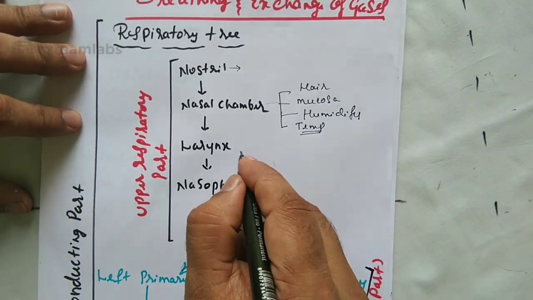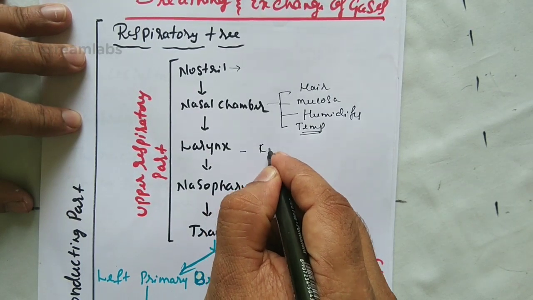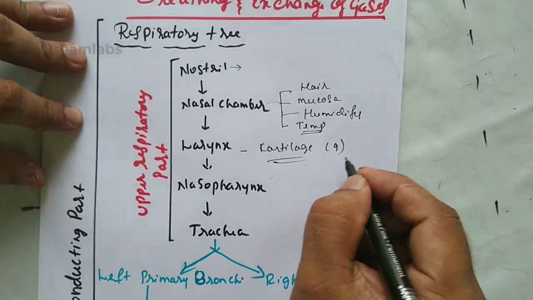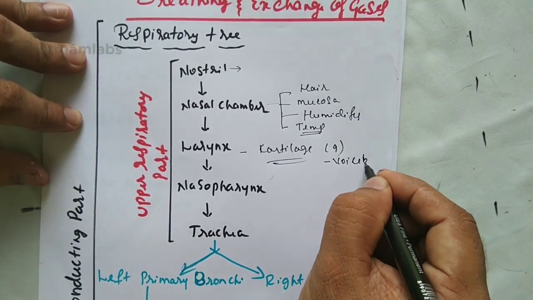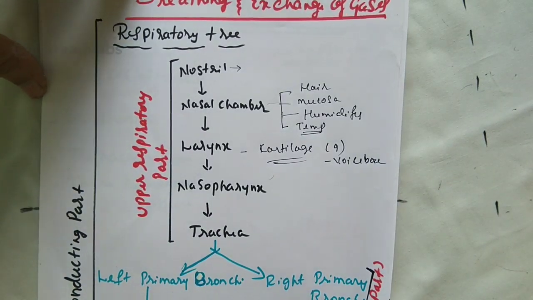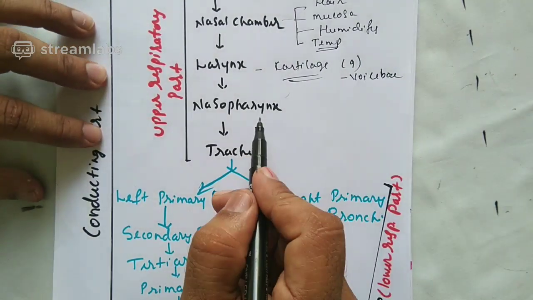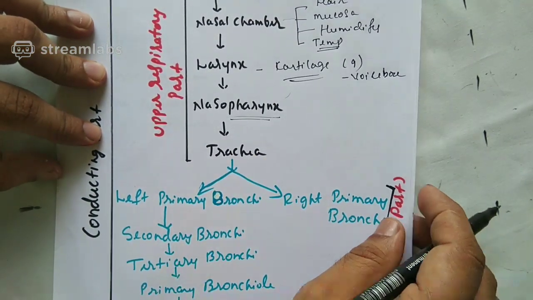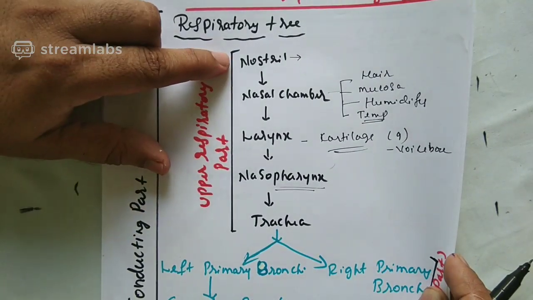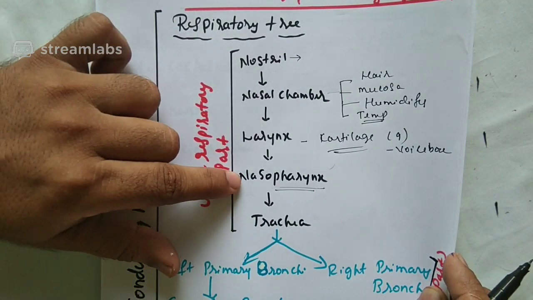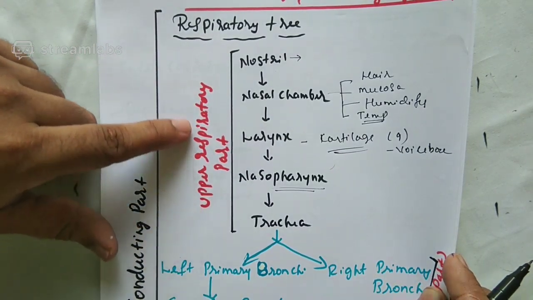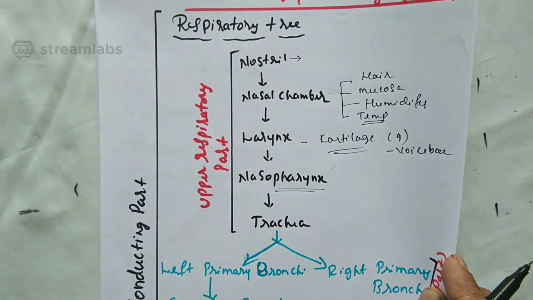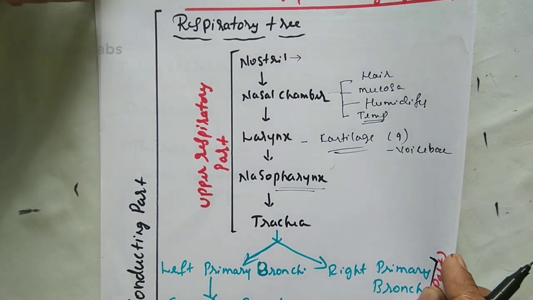Then comes larynx. It's made up of 9 cartilages. Larynx is also called the voice box, you know it. And after that, this is the nasopharynx, which is one part of the pharynx. Then comes the trachea. See here: nostril, nasal chamber, larynx, nasopharynx, trachea. These all are called the upper respiratory tract. That means you can understand these are the parts affected by common cold, upper respiratory tract.